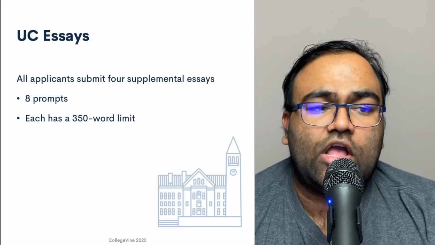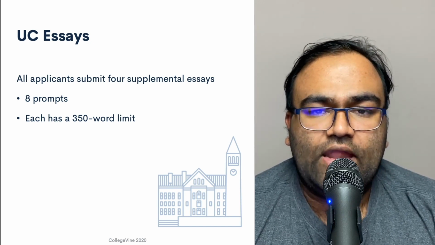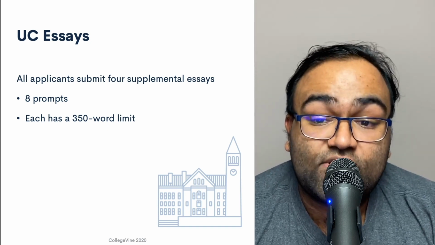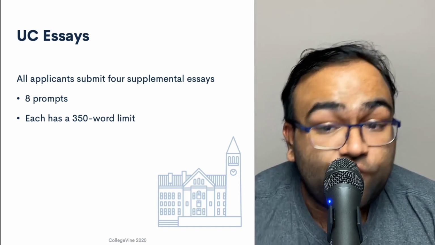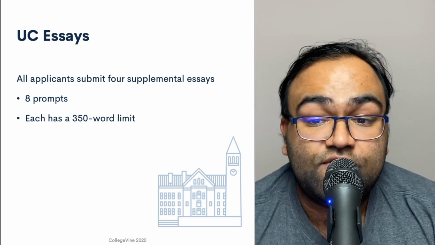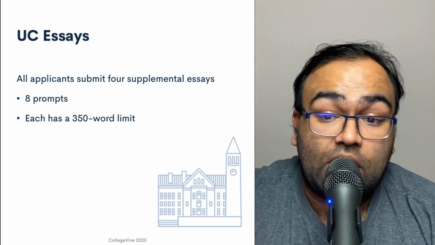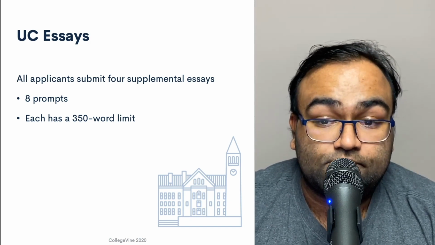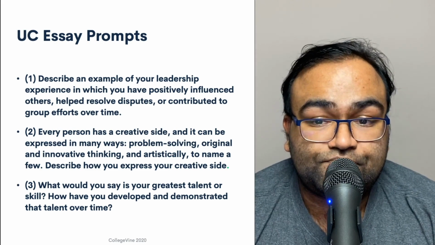So let's actually talk about the specific essays that you have to write for the University of California. And it is a bit of a rough application, right? The Common App asks you to write one 650-word essay, whereas for the UC application, you have to submit 4 different supplemental essays, each of which has a 350-word limit, and you're picking 4 essays out of 8 possible prompts, right? Each with a 350-word limit. So let's actually walk through what those prompts are.